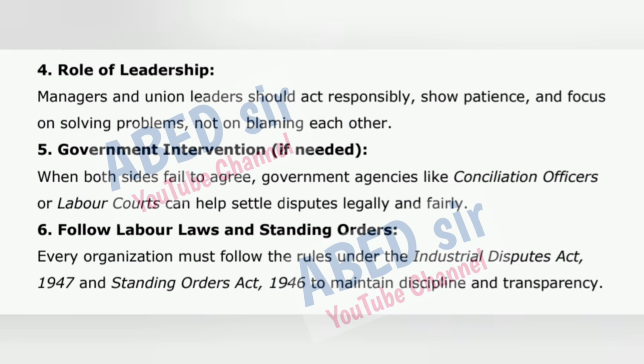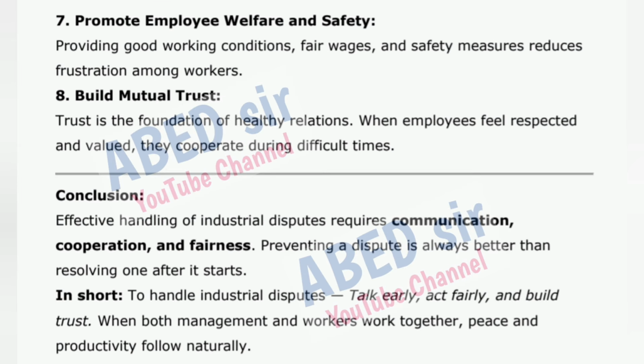When both sides fail to agree, government agencies like conciliation officers or labor courts can help settle disputes legally and fairly. 6. Follow labor laws and standing orders. Every organization must follow the rules under the Industrial Disputes Act, 1947 and Standing Orders Act, 1946 to maintain discipline and transparency. 7. Promote employee welfare and safety.